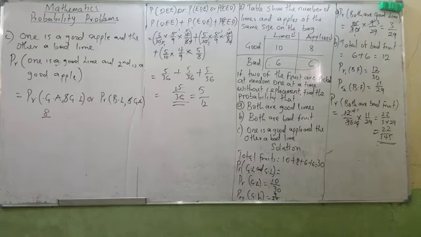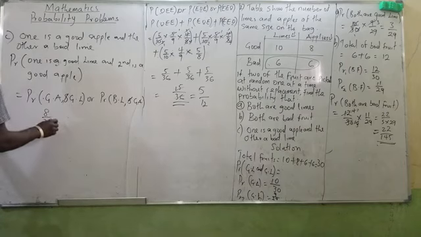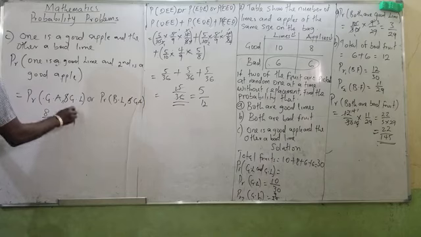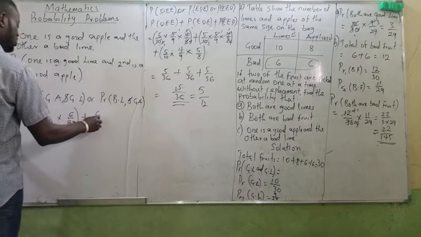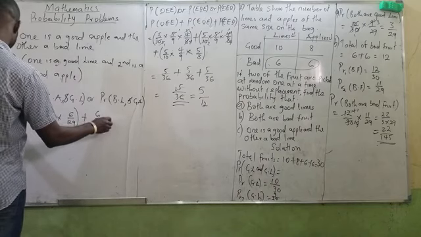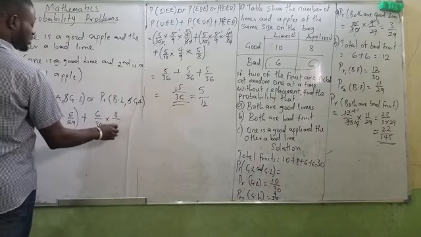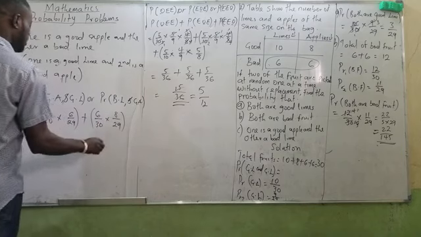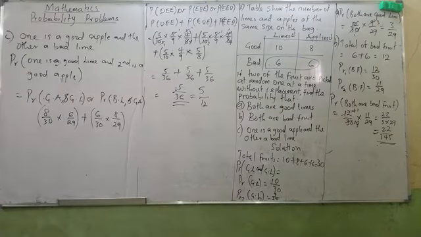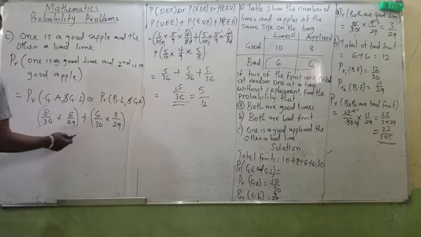30, and multiplied by this one, which will be 6 all over 29, because of the second one without replacement, plus this one will be we have 6 all over 30 multiplied by 8 all over 29. Now, I will be having something like this. Since I have something like this, I cannot cut. They are not the same thing.